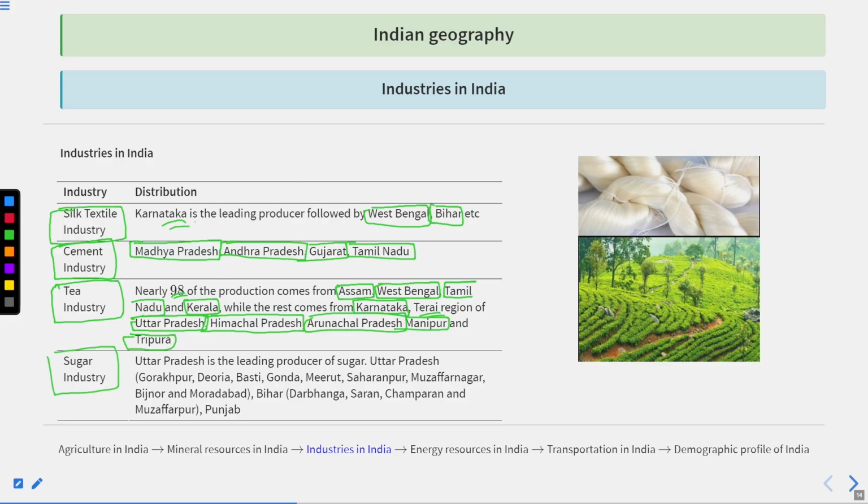Sugar industry. Uttar Pradesh is the leading producer of sugar. And in Uttar Pradesh, the main districts are Gorakhpur, Deoria, Basti, Gonda, Meerut, Saharanpur, Muzaffarnagar, Bijnor, and Moradabad. In Bihar, the districts are Darbhanga, Saran, Champaran, Muzaffarpur. And after this, in the sugar industry comes Punjab.